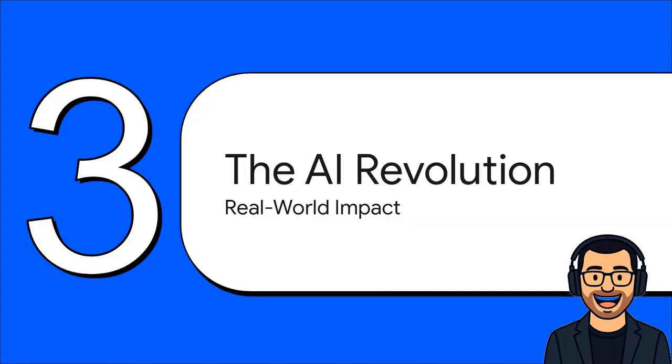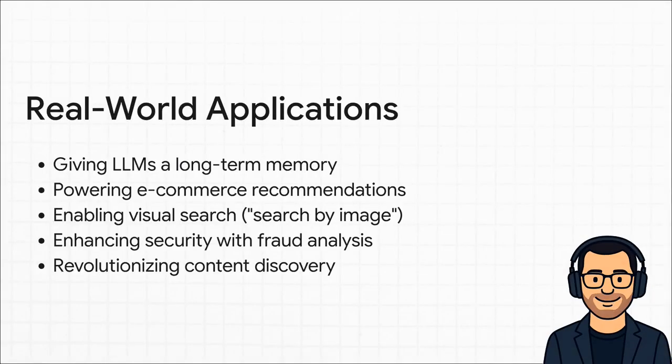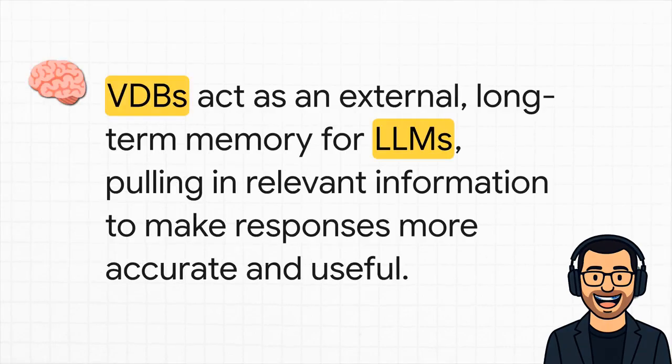So let's connect the dots here, because this isn't just some abstract tech. Vector databases are the invisible engines that are already powering so many of the AI tools that we're all starting to use every day. Seriously, from the recommendation engine that somehow knows exactly what you want to buy next, to that cool visual search feature where you can find a product just by pointing your camera at it, vector databases are humming away in the background. They're in fraud detection, they're in content discovery, and maybe most importantly, they are solving a massive headache for large language models.